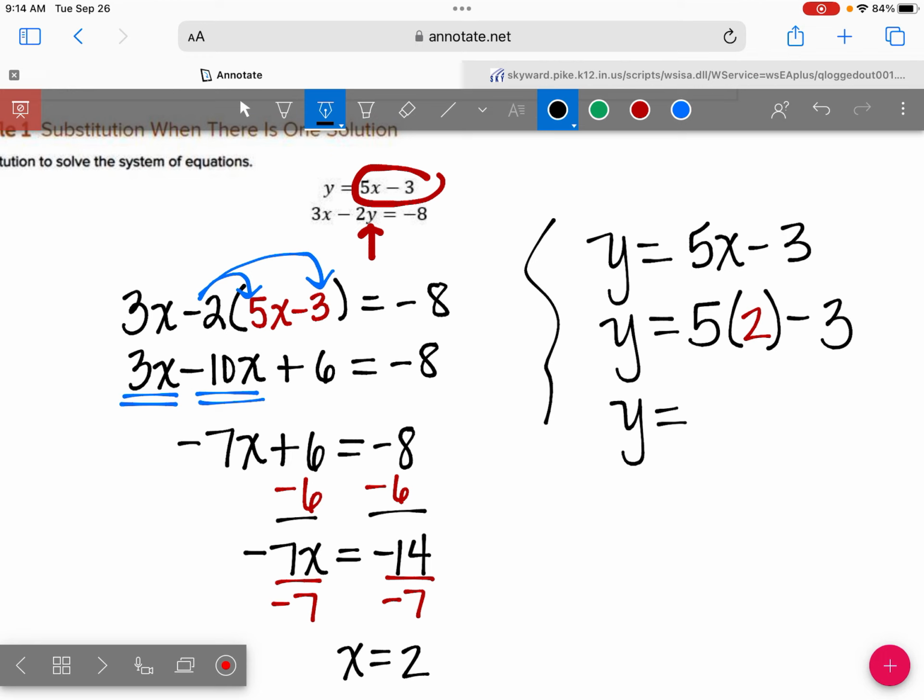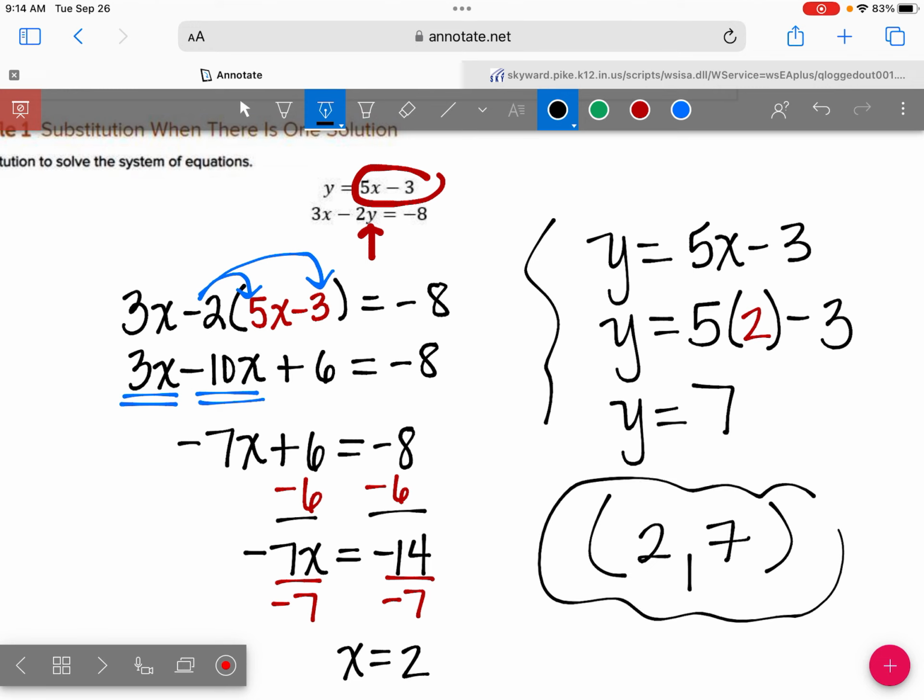So who got 7? Would you write your solution as 2, 7 or 7, 2? Which number comes first in the ordered pair? 2, 7. And that would be your solution. This is the substitution method.